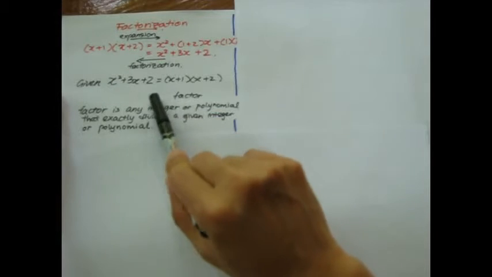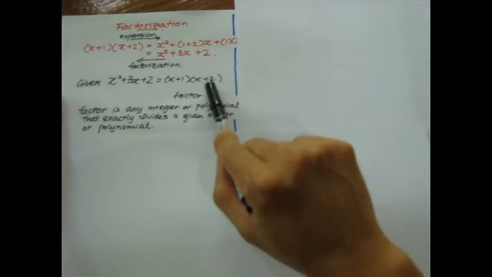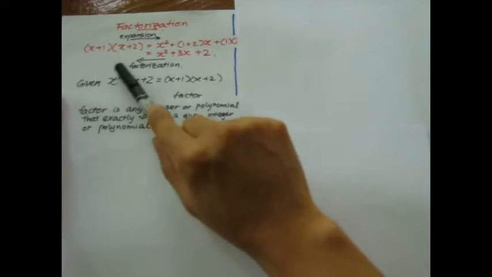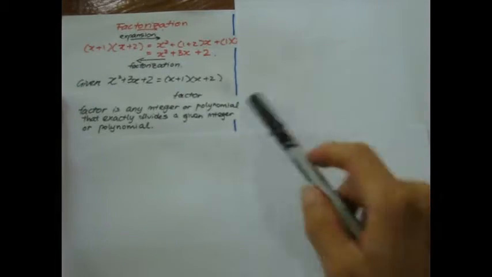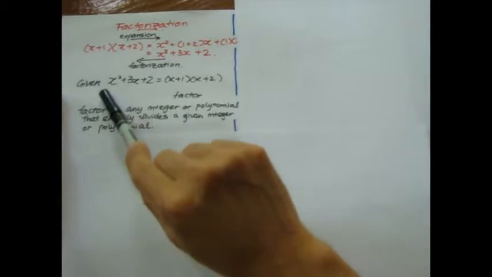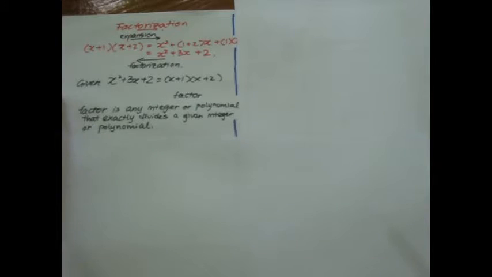So x plus 1 exactly divides x squared plus 3x plus 2 into x plus 2. Similarly, if you divide x squared plus 3x plus 2 by x plus 2, you get x plus 1. So these two are called the factors. So factorization is rewriting an expression into its separate factors.